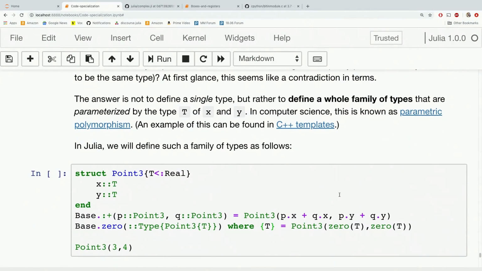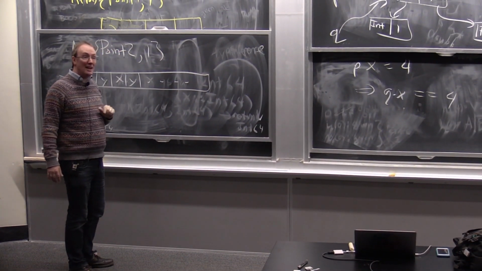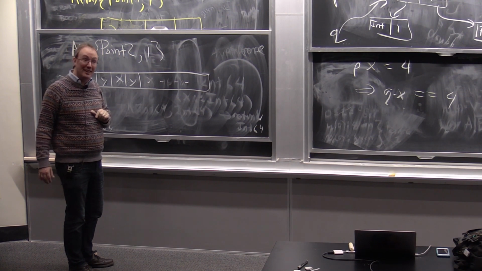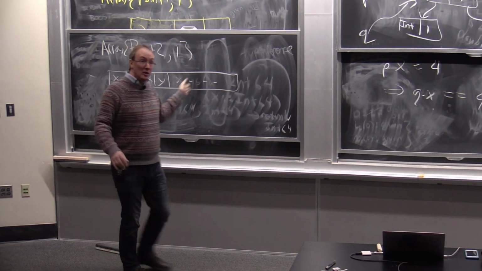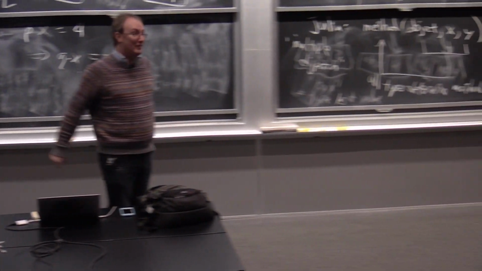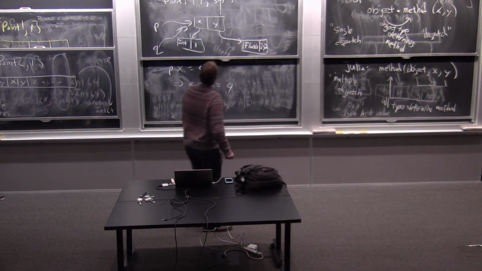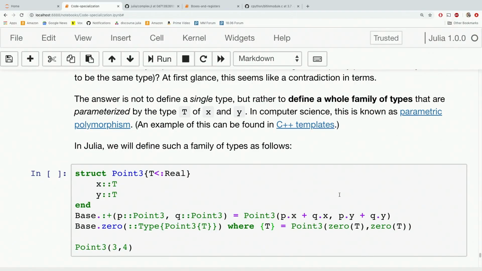So the way you get around this is you define what you want. You want to define something like this Point2 type, but you don't want to define just one type. You want to define a whole family of types. You want to define this for two Float64s, two Float32s. In fact, you want to define an infinite family of types for two things of any type you want, as long as they're two real numbers, two real types. And so the way you do that in Julia is a parameterized type. This is called parametric polymorphism. It's similar to what you see in C++ templates.